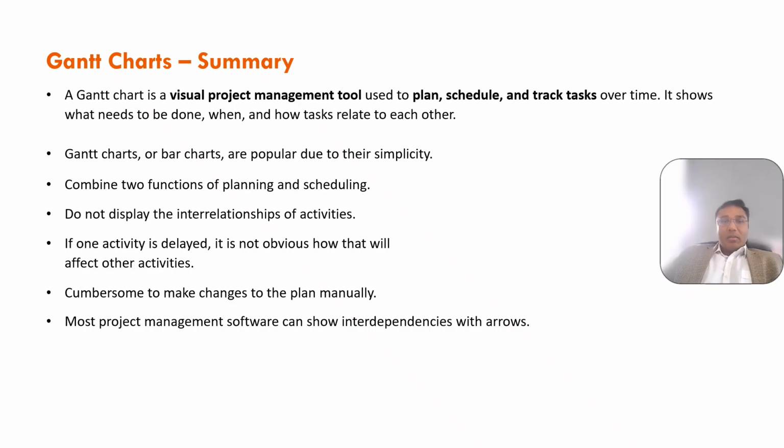What are the key components? The key components are tasks, timeline, bars, dependencies, and milestones. The task is an individual activity that needs to be completed. The timeline is a horizontal axis representing the project duration. Bars, red and blue, represent the duration of each task. Dependencies are lines or other indicators showing how tasks relate to each other. And finally, the milestones, which are significant achievement points in the project.